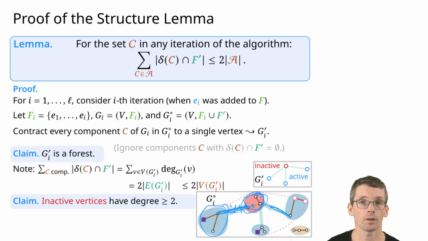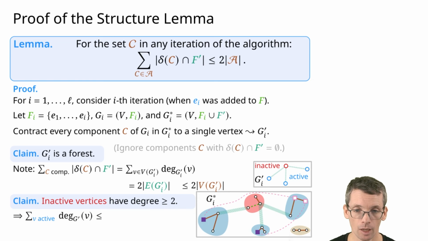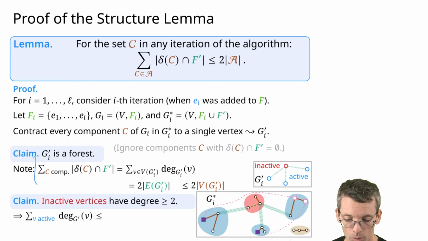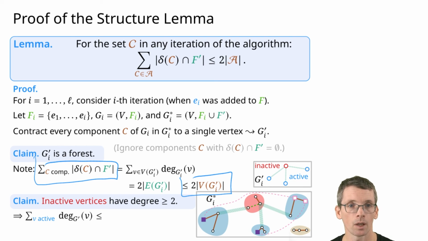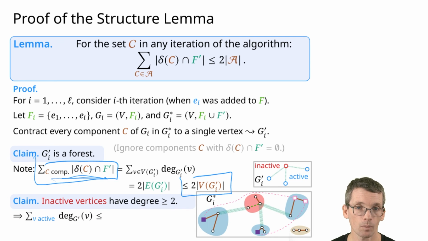But if inactive components have a degree of at least 2, then I can say that the sum of the degrees of the active components, this is now, I'm going to make use of this fact here. So this is sum over everything, over all components. I know that this is smaller or equal to 2 times the number of vertices. Now I'm subtracting, so I'm taking out of the sum of the degrees of the inactive components, and I'm putting them onto the other side. So then I have minus that sum here.